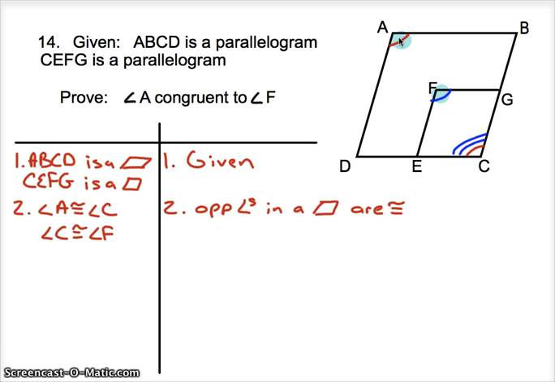Well, if A is congruent to C and C is congruent to F, angle A is congruent to angle F by the transitive property. And we have proved exactly what we were supposed to.